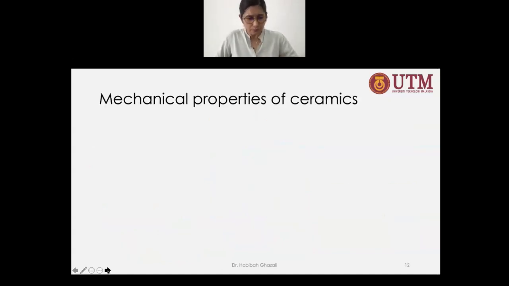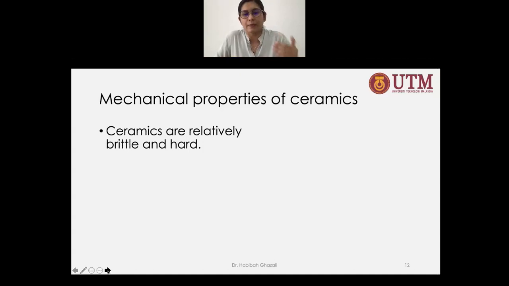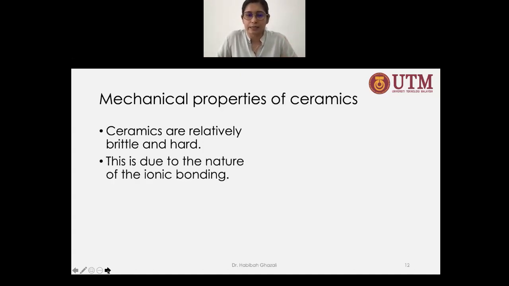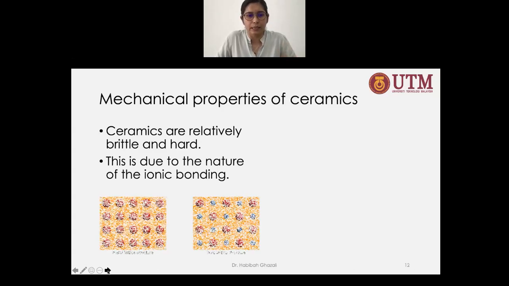Because of these different atoms and elements attached to each other, which have different net charges, ceramics will have different mechanical behavior, just like metals as well. But in general, I can say that most ceramic materials are relatively brittle and hard. This is due to the ionic bonding between them.